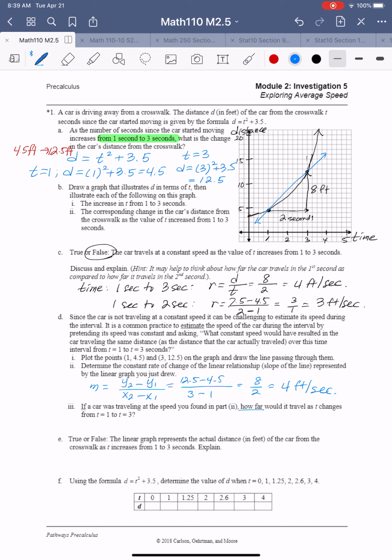It actually is the how far, which is a d, right? So it's going to be 8 feet traveled. And true or false?